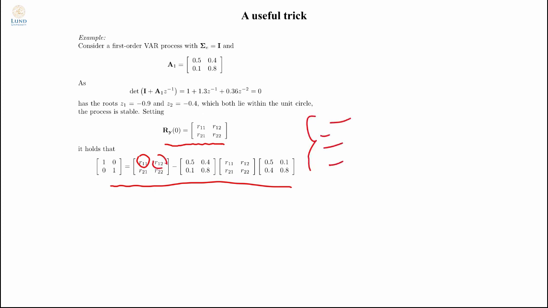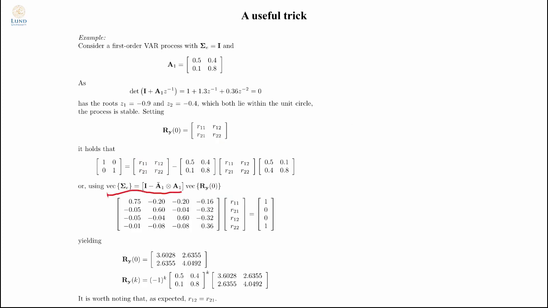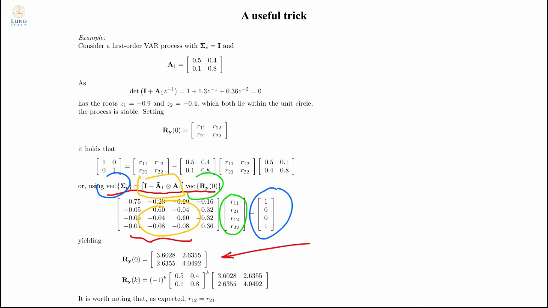This will be super tedious. Instead, I can use this vec operation and rewrite it like this. The vec of the sigma is this one, the vec of the covariance matrix is this one, and this product I can form like this. Notice I can very easily solve it by just computing the inverse of this matrix and multiplying it on the other side, and I'll get the solution right away. Of course, I have to reorder it back to this form, but I have then solved it, and I have the covariance sequence like this. As expected, R12 is equal to R21. Remember, this is a conjugate symmetric matrix. You will find that anytime you work with multivariate processes, this kind of trick where you use the Kronecker product and the vec operation together simplifies your calculations quite a lot.